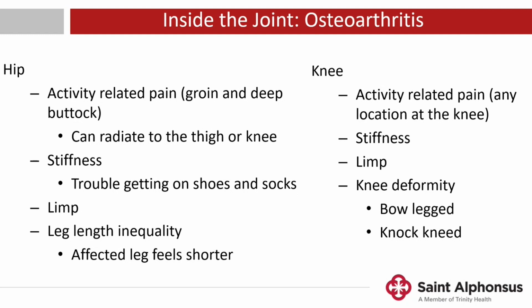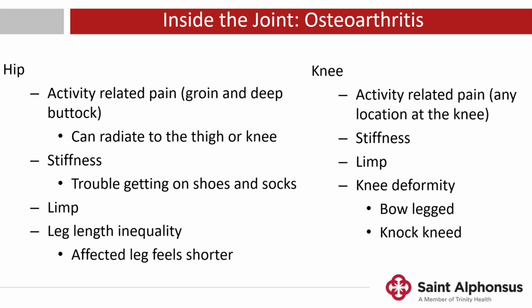Hip pain can radiate or shoot to the thigh or even as far as the knee. It usually doesn't go past the knee, though. If the pain's going past the knee, we get much more suspicious of sciatica. Stiffness is a major issue in advanced osteoarthritis of the hip, and a lot of people complain of trouble getting on shoes and socks. People can walk with a limp, and sometimes we have leg length inequalities.